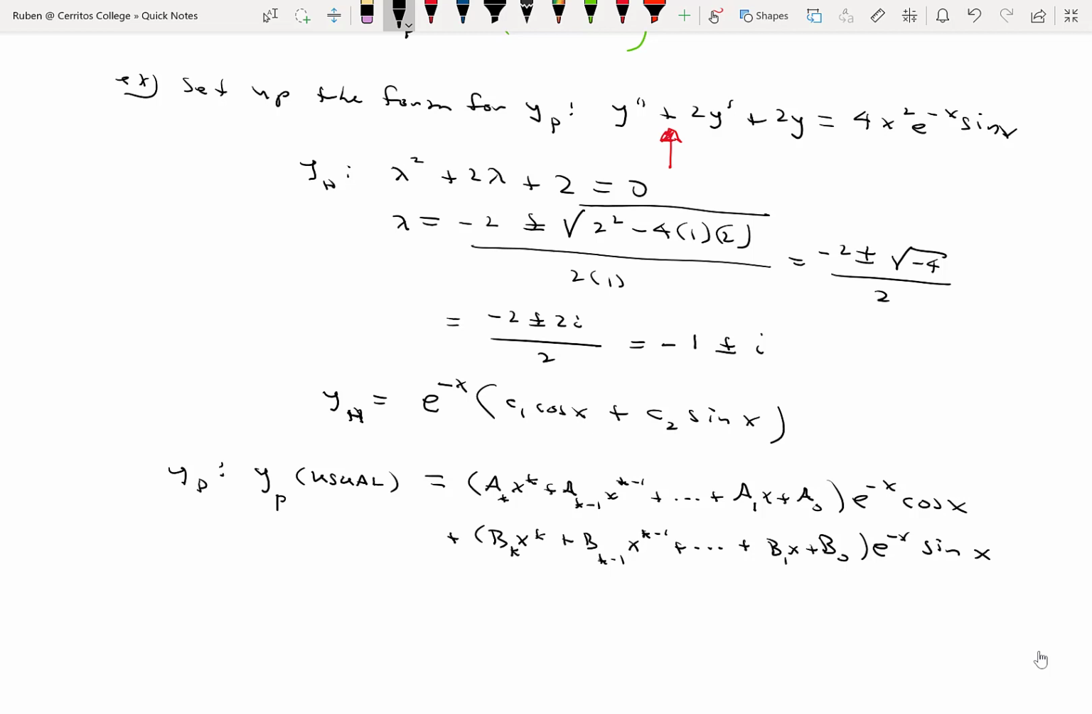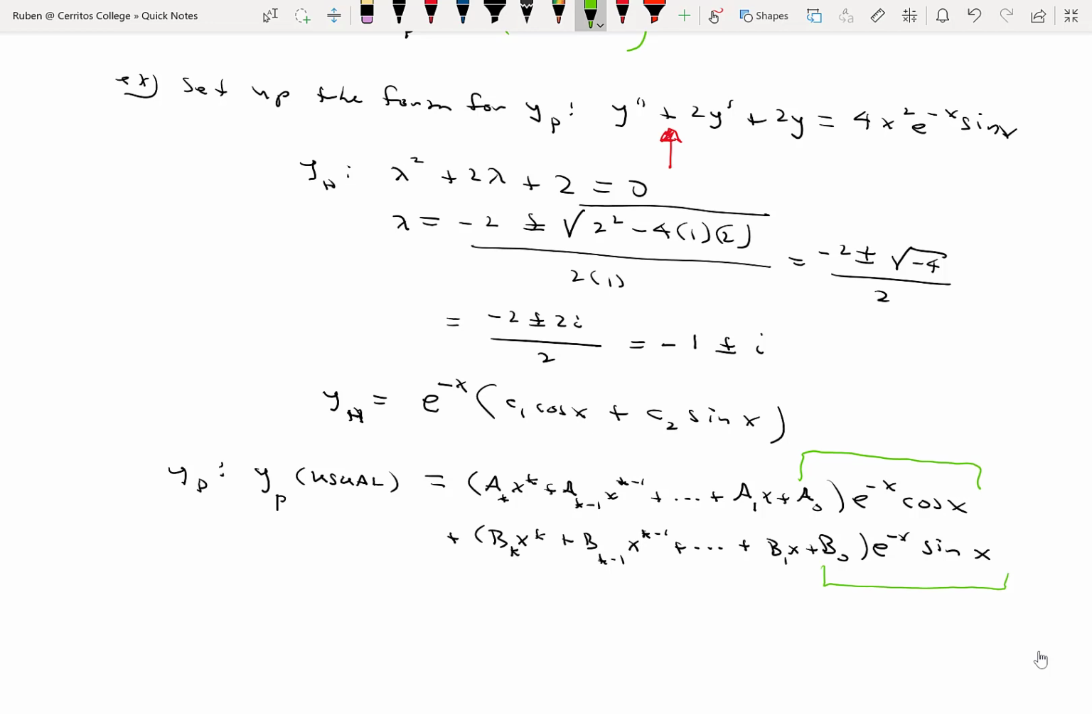Okay, this can't work. This can't work because some of this y sub p is contained in y sub h. Look at what I'm identifying here in green. Look at that part of y sub p, the a sub 0 e to the minus x cosine plus the b sub 0 e to the minus x sine, that is exactly y sub h. We can't have any part of y sub p be any part of y sub h, because whenever we substitute y sub h into our differential equation, we're going to get 0, regardless of the constants a sub 0 and b sub 0 and y sub h here.